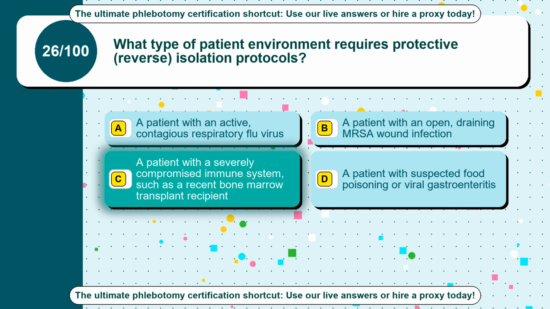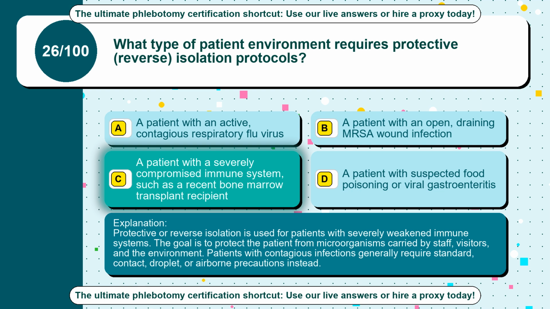The correct answer is option C, a patient with a severely compromised immune system, such as a recent bone marrow transplant recipient. Protective or reverse isolation is used for patients with severely weakened immune systems. The goal is to protect the patient from microorganisms carried by staff, visitors, and the environment. Patients with contagious infections generally require standard, contact, droplet, or airborne precautions instead.